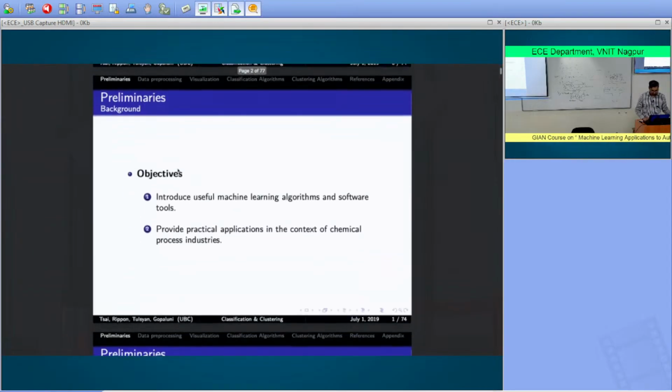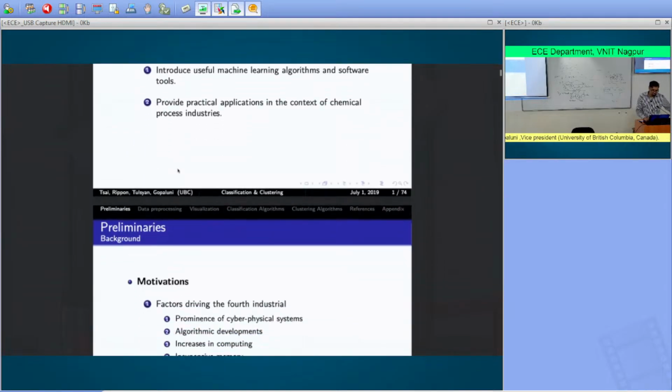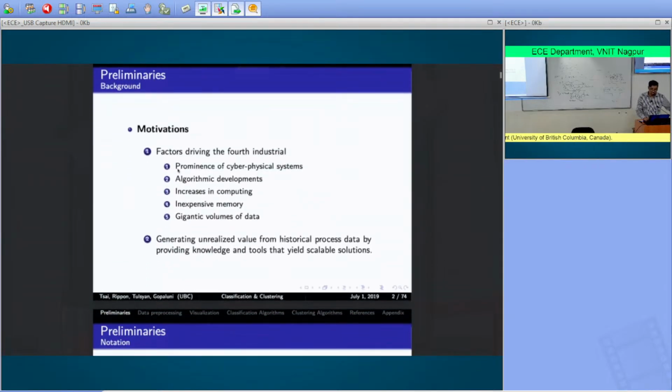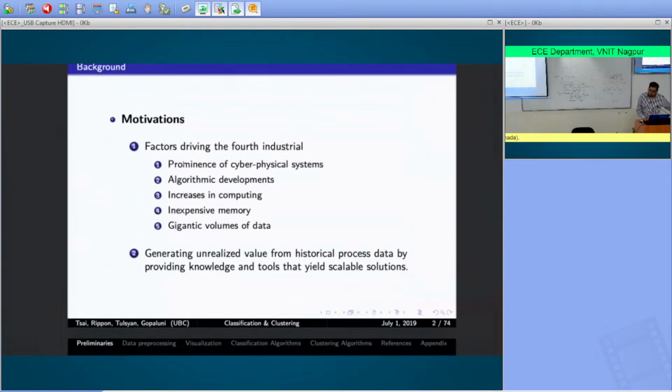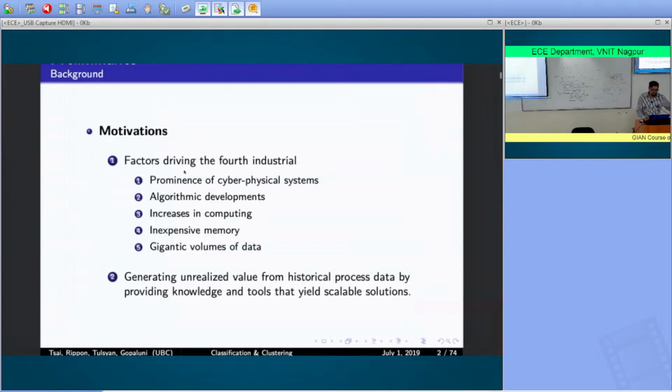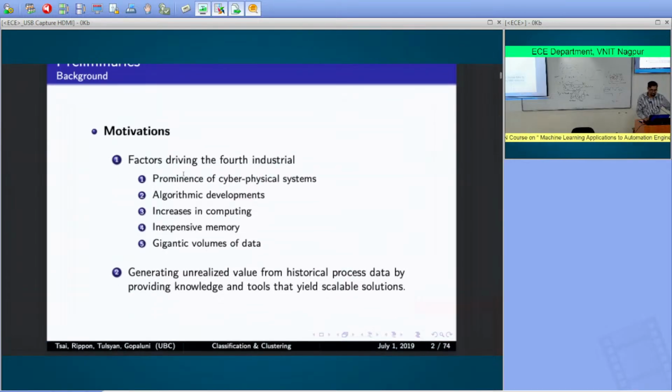All right. Okay, so the objectives: we want to introduce you to some machine learning algorithms and software tools and provide practical applications in the context of process industries. I don't think I need to go through the motivations. Hopefully, over the last 1.5 days, I've motivated you enough.